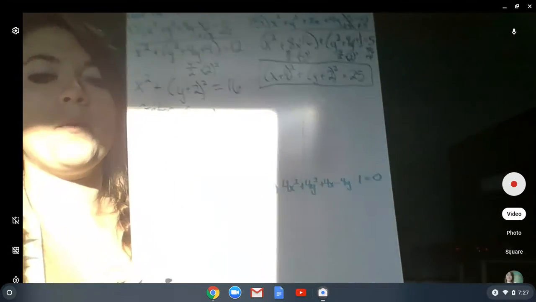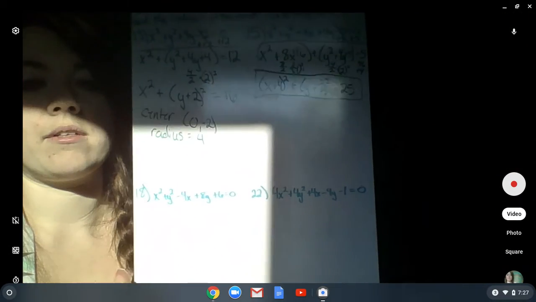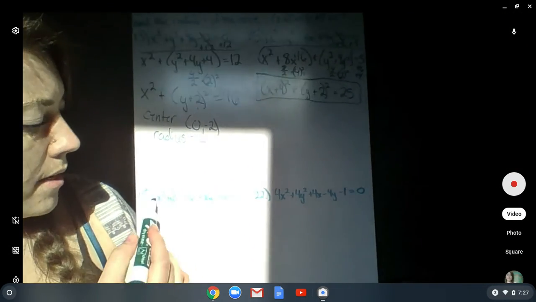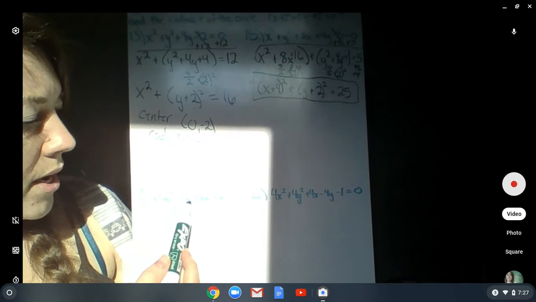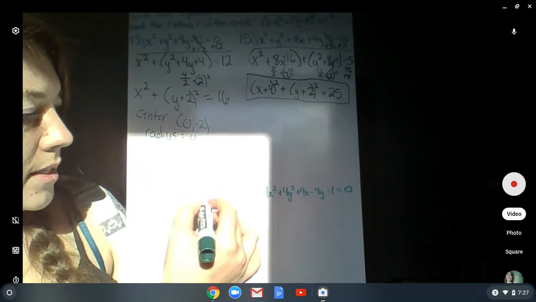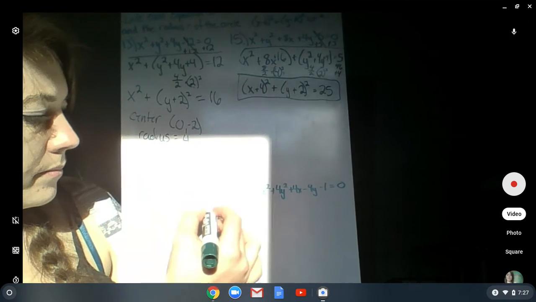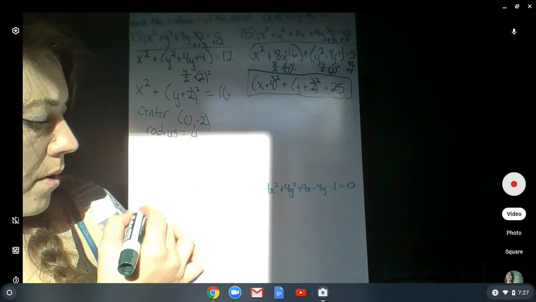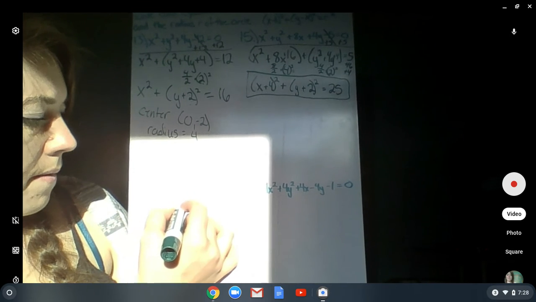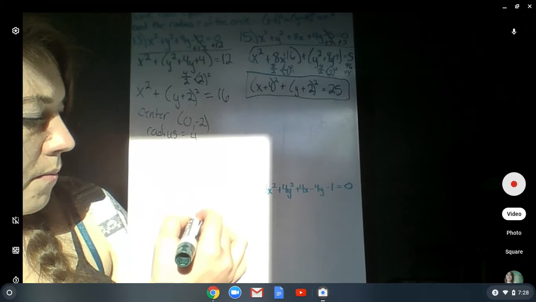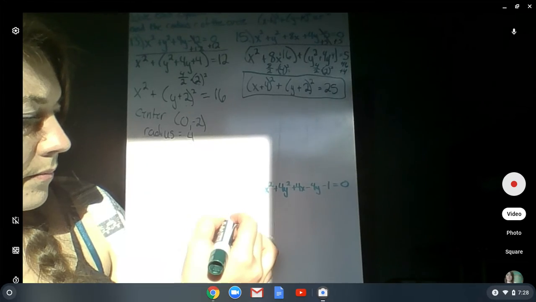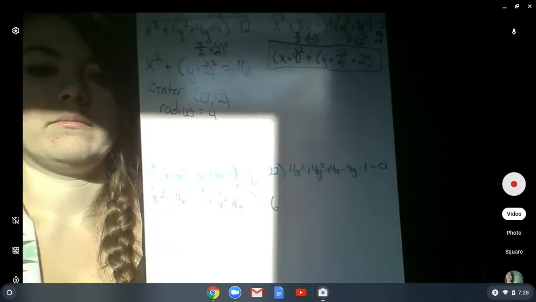All right, a few more problems just to give you lots of practice and lots of examples for how to do these. Okay, so for 18, we have x squared plus y squared minus 4x plus 8y plus 6. So we're going to subtract the 6, group our x's, so x squared minus 4x plus y squared plus 8y equals negative 6.